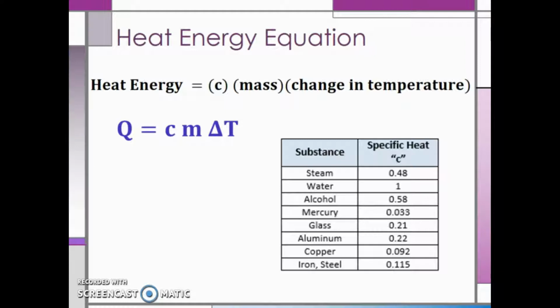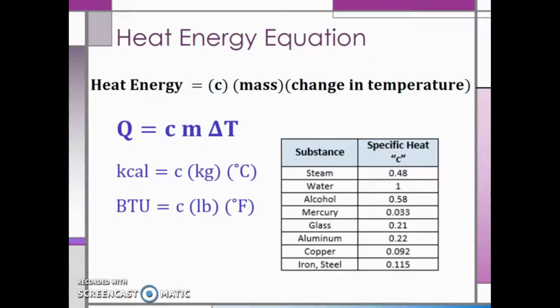In the metric system, the heat energy will be measured in kilocalories, the mass will be measured in kilograms, and the change of temperature will be measured in degrees Celsius. In the English system, the heat energy is measured in BTUs, the weight will be measured in pounds, and the change in temperature will be measured in degrees Fahrenheit.